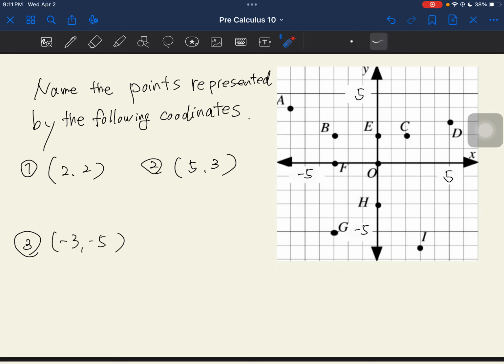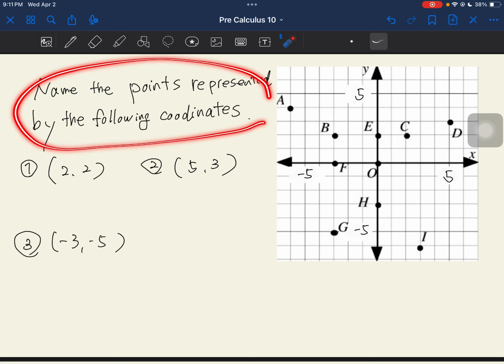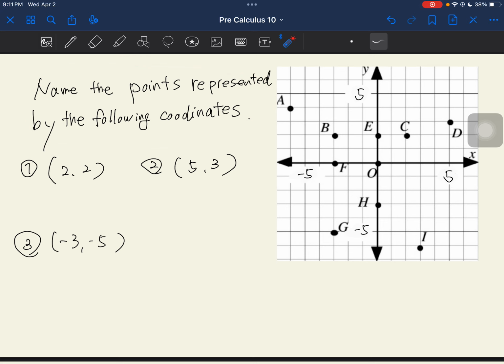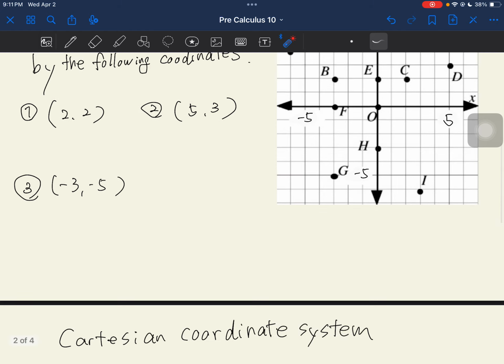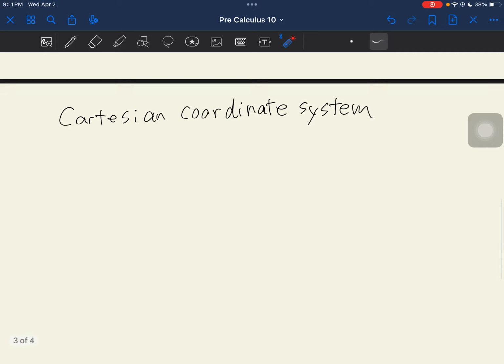To explain coordinates, I'm going to answer this question: Name the points represented by the following coordinates. But I'll explain a bit by bit, so let me just start from coordinates. This is the explanation for the beginners. If you know coordinates well, you can skip the video. But let me just talk about coordinates.